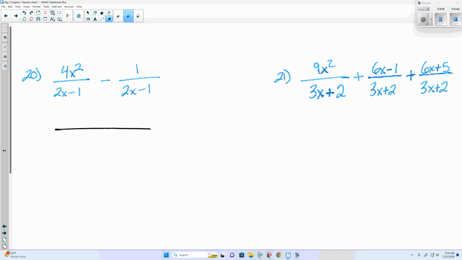Because here the denominators are already the same. So we can go on and subtract the numerators. We don't need parentheses around this, even though it is subtraction, because each numerator is a single term. Just saying minus 1, we applied that negative to every term in the second one.